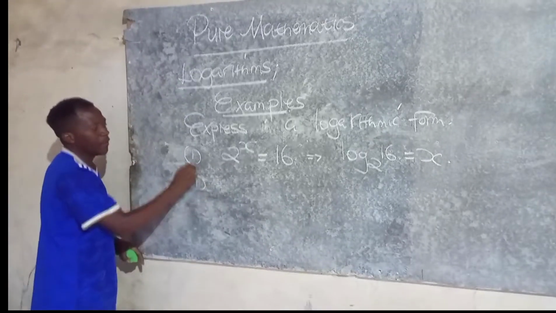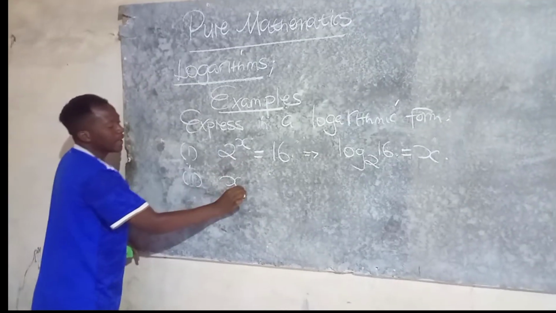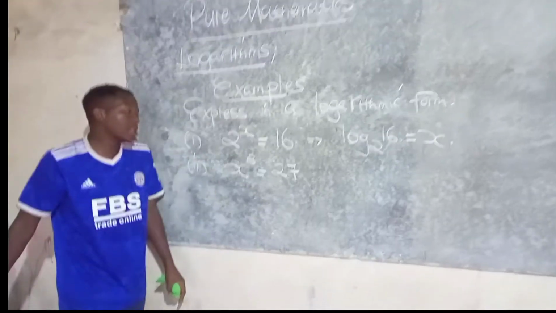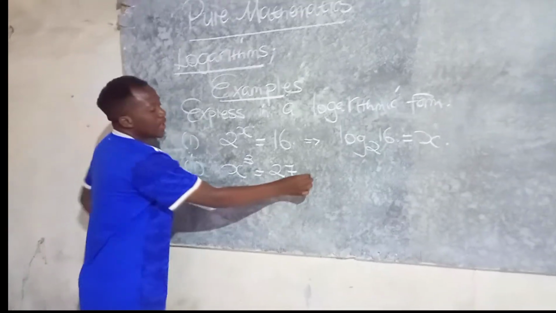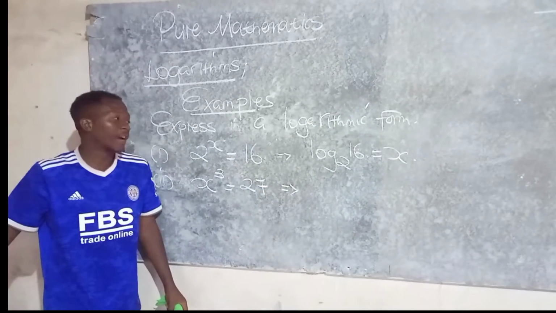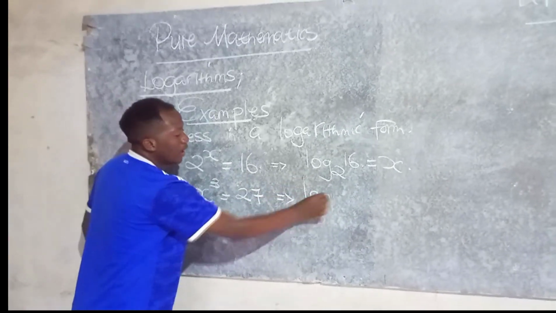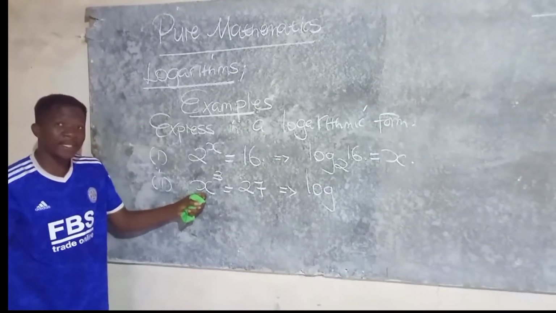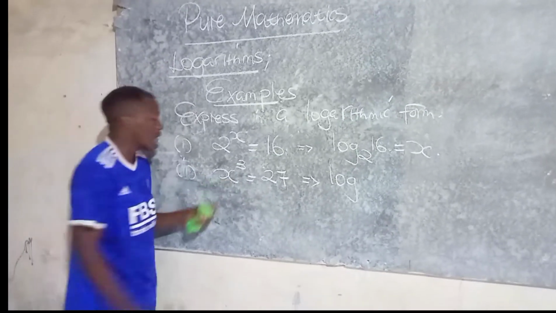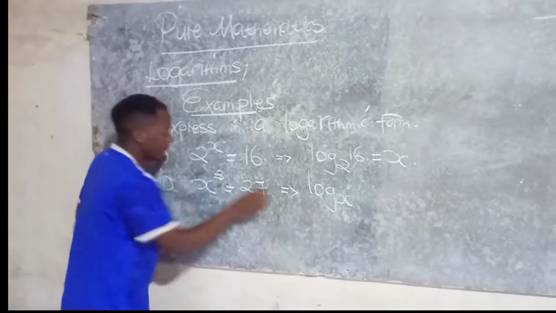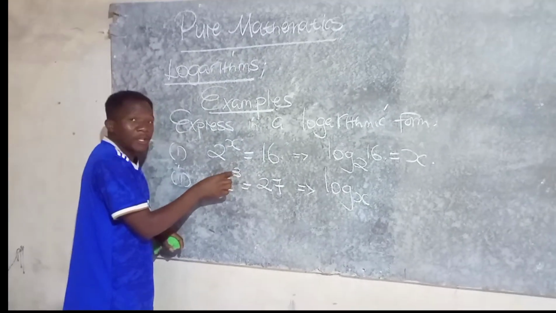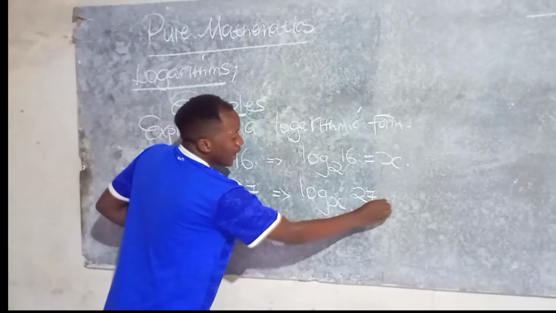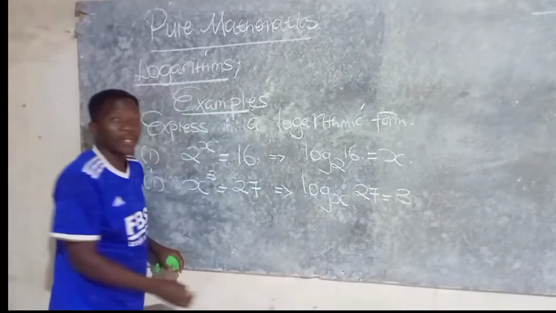Suppose we have example 2. If we have x to the power 3 equals 27, then in this case, we are told to express in a logarithmic function. We are going to say log again, but this x is the actual base in this case, despite being a letter. So we're going to say x, then this 27 will come before the equal sign, which is going to be equated to 3.